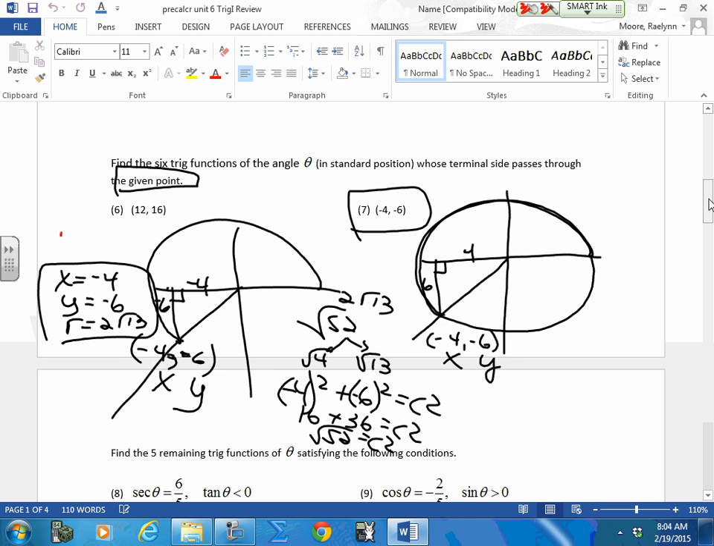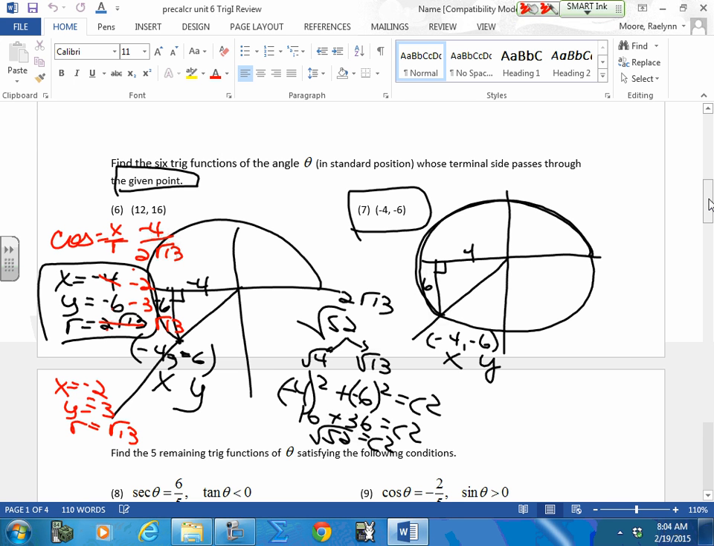Because if I take the cosine, x over r, don't I have to reduce this? If I take the tangent, y over x, don't I have to reduce that? If I take the sine, y over r, don't I have to reduce that? So a shortcut is reduce everybody by 2. So x is -2, y is -3, and r is radical 13, and then just do your functions there.